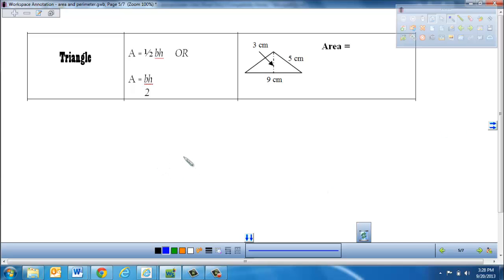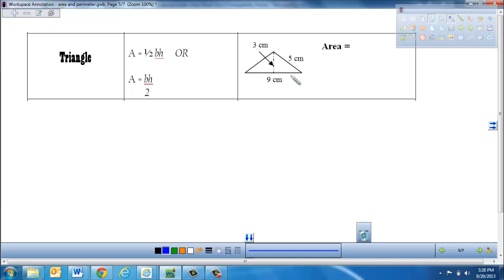All right, so on to a triangle. If you notice, a triangle has 2 different formulas. The first one is you can take 1/2 times the base times the height, or you may have seen base times height, and this line here we know means divided by 2. Now let's look at this triangle.